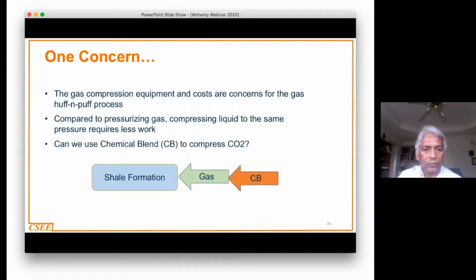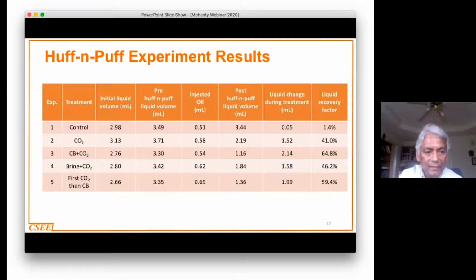Where we inject CO2 first and then inject the chemical blend. If you do that, then you don't have to compress the CO2 to that high level. The chemical blend, or even water, can compress the CO2, serving as the last stage of compression. So we wanted to see if this process works and still gives you high recovery or not. That's why we did this last experiment.